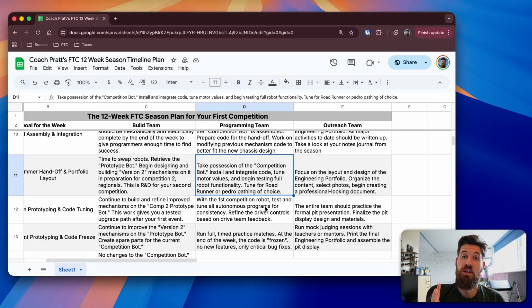While the tuning process does take a while on Pedro Pathing and on Roadrunner, it's a good time to do it so that you have your finished competition chassis and you know there are not going to be any shifts happening at this build point. You should be able to tune it once, tune it well, and you should not have to tune this again before your next competition.